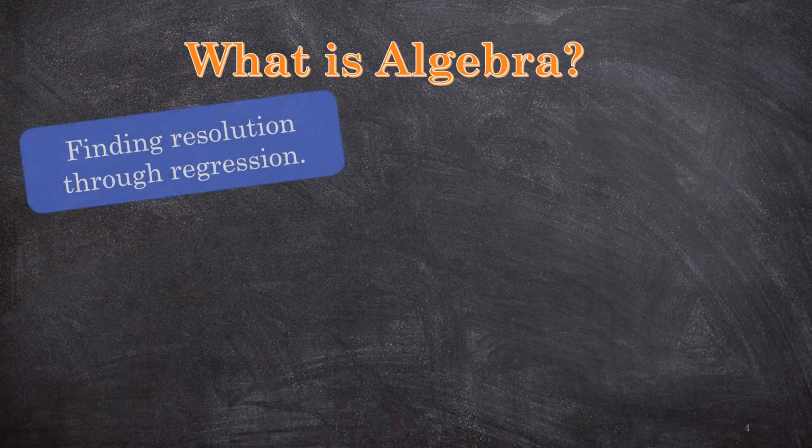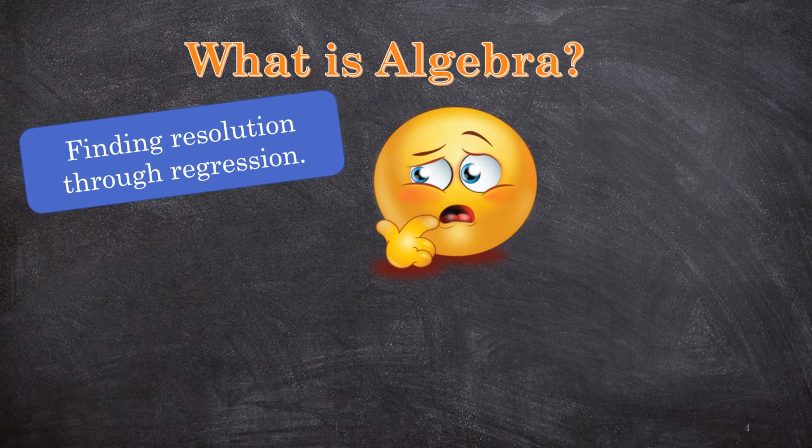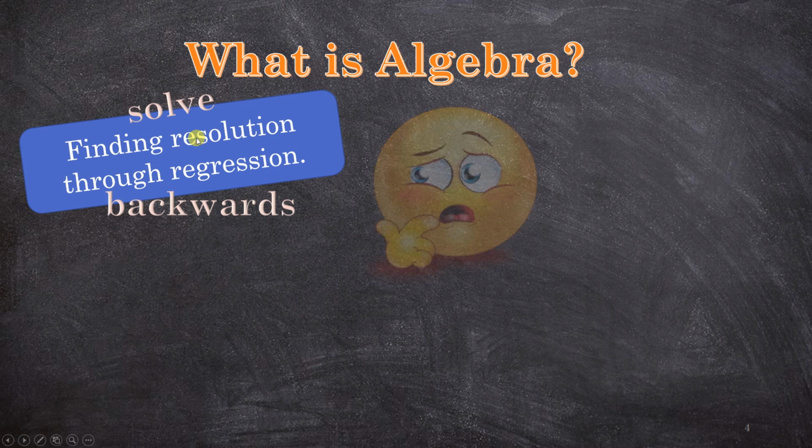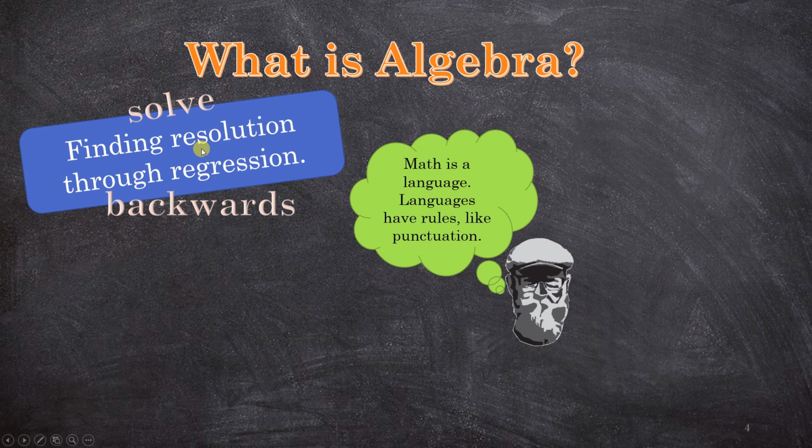What algebra is: algebra is finding resolution through regression. Now, resolution, you see the word right there, solution. In resolution, we are going to find a solution. Regression means that we're going to apply the rules of the language of math backwards in order to come up with a solution. You see, math is a language, and it has rules like punctuation, spelling, and all of these other conventions, right?